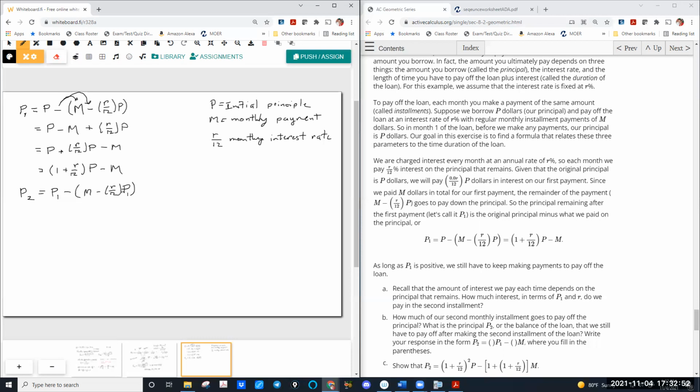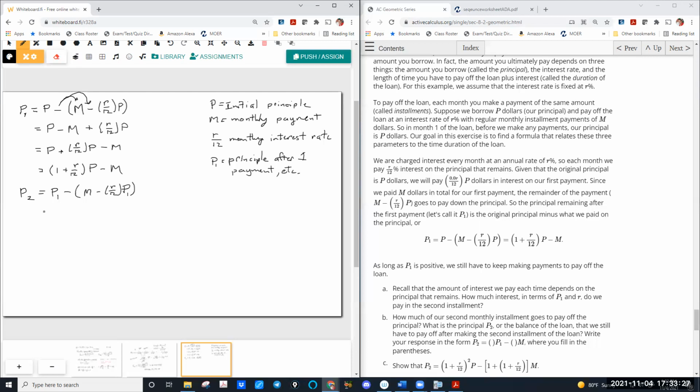That's what P1 is. P1 is the principal after one payment. Because our principal's going down, right? We made a payment, and some of that went towards principal. And that's going to keep going, for P2, P3, and so on and so forth. So P2 is our principal after two payments. The same algebra is going to apply.